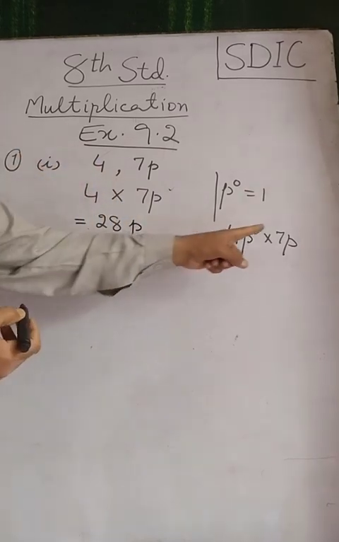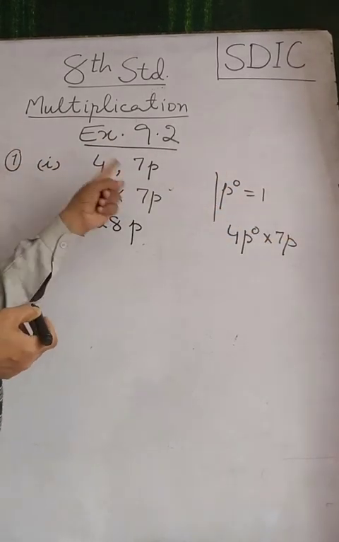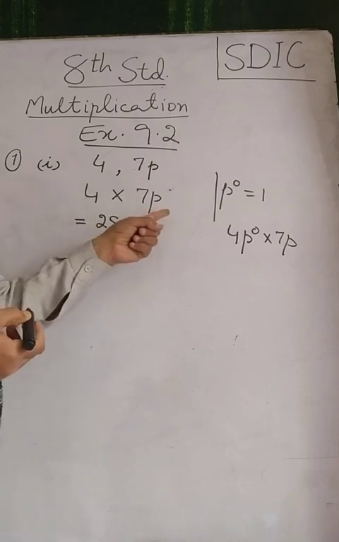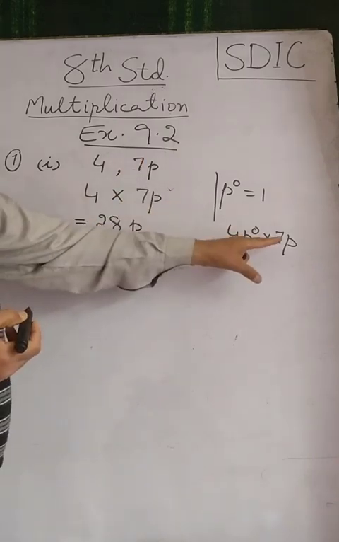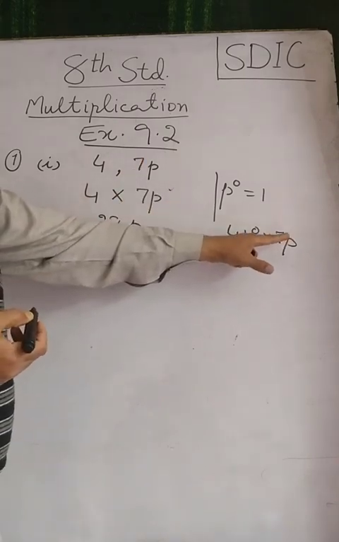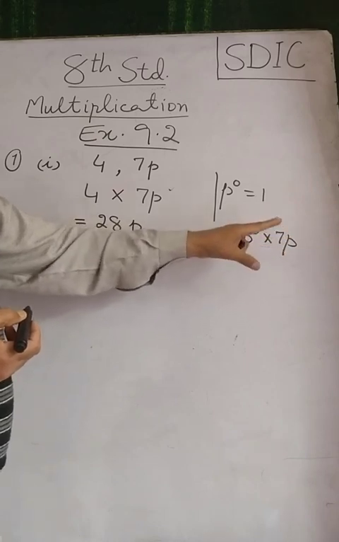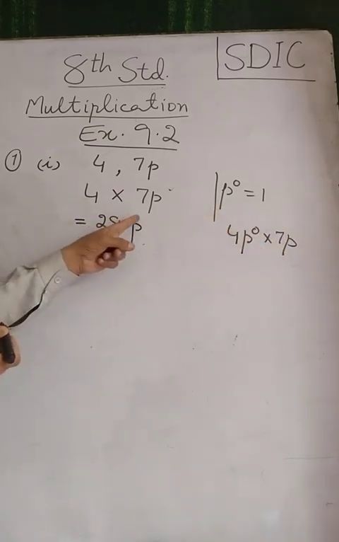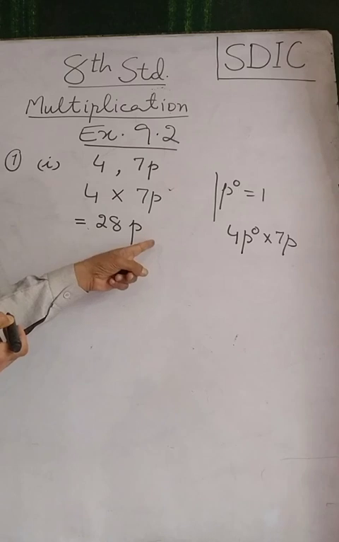And whenever the power is 1, like whenever the coefficient is 1, it is understood. Therefore, we need not write that. So the result is 28p.